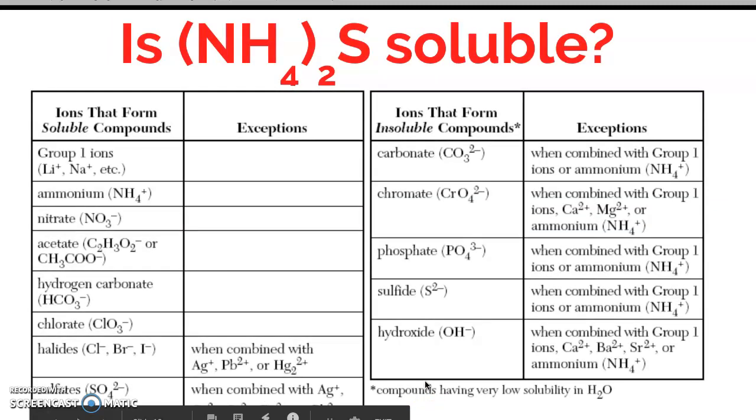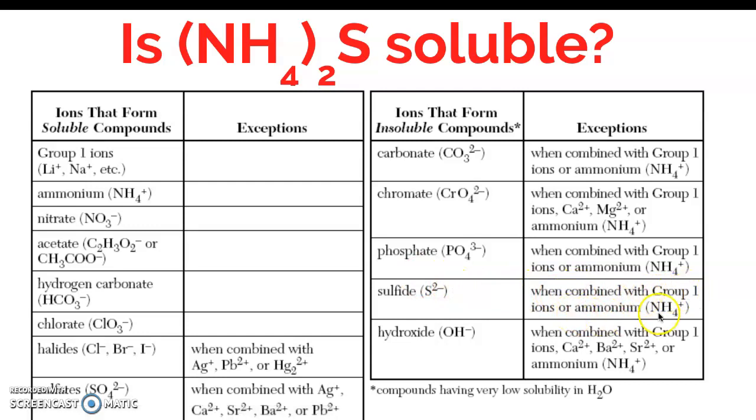Next question, is ammonium sulfide soluble? So ammonium is always going to be soluble, and we have sulfide over here, which is insoluble. However, it says when combined with group 1 ions or ammonium, it's going to be soluble. So therefore, ammonium sulfide is soluble. Ammonium is always soluble, and combined with sulfide, as stated here, it is going to be soluble.